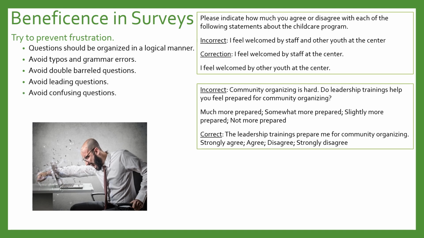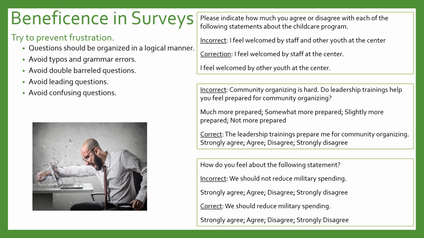Also avoid confusing questions. So double negatives are a big problem. So instead of saying, how do you feel about the following statements? We should not reduce military spending. Strongly agree, disagree. That's difficult because if you say agree, you might be like, but does that mean I agree with more spending or not more spending? So you should never ask it like that. You can instead say a general statement that doesn't have a not or anything. We should reduce military spending. And that's much easier to respond to than having a negative thrown in there and then asking if they agree with that negative.